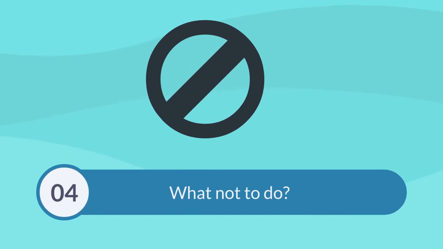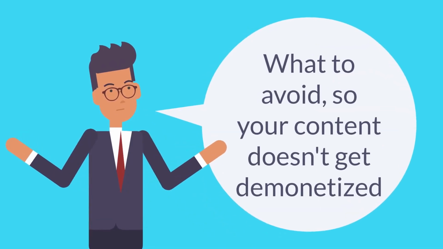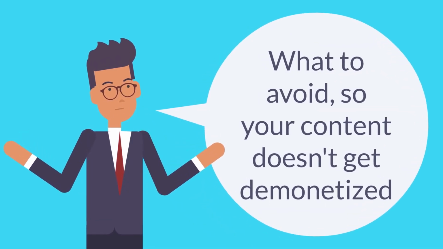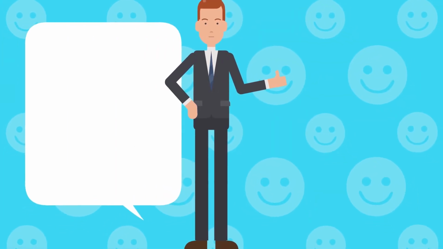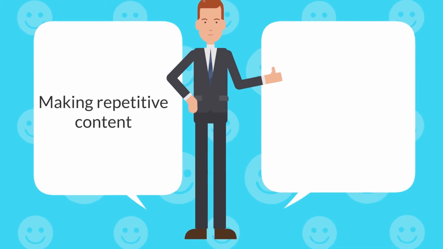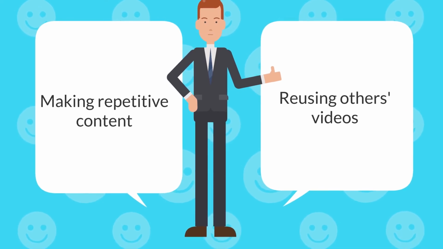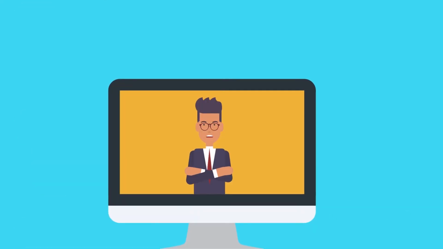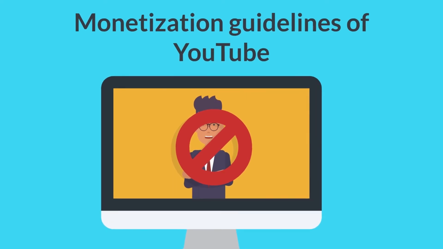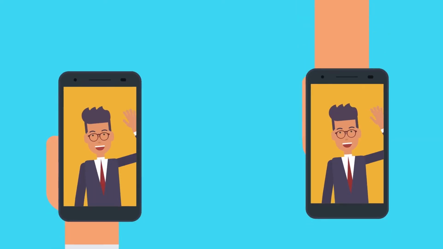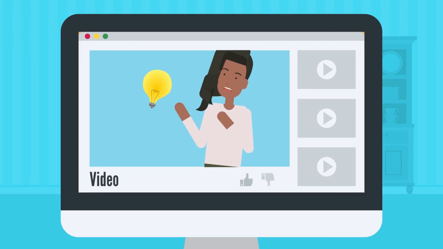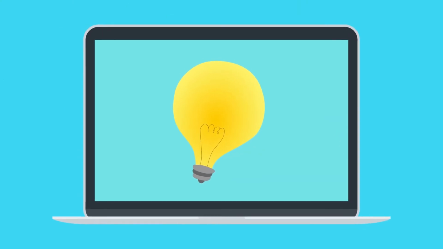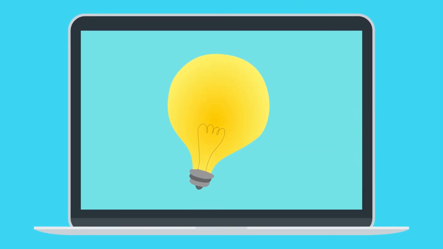What not to do? Now let's talk a bit about what to avoid, so your content doesn't get demonetized. There are two things you must not do to ensure getting monetized: not making repetitive content and reusing others' videos. Repetitive content violates the monetization guidelines of YouTube, and using others' videos is never going to allow you to get your content monetized. So even if you are making a video that shares an idea with some content, make sure your original ideas are reflected in the commentary.